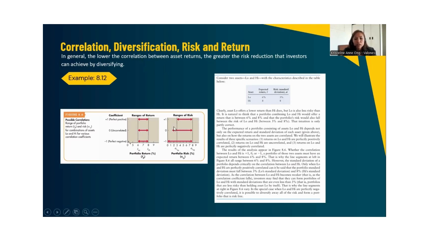If they are not perfectly negatively correlated at negative 1 or perfectly positively correlated, the range of risk may deviate and the annual return may also change and vary. It is possible to diversify away all the risk and form a portfolio that is risk-free. Usually, risk-free investments are government bonds or treasury bonds.